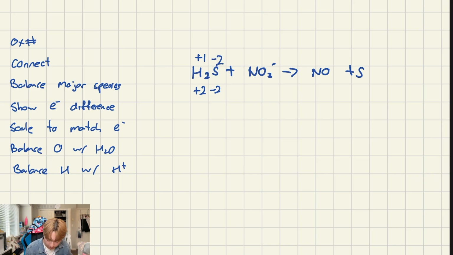For NO3 minus, our oxygen is -2. We have 3, so that's -6. The entire charge of the molecule is -1. So something minus 6 is -1. That's going to be 5. For NO, O is -2. The whole thing is neutral, so N has to be +2. And S is just an element, so that's 0.